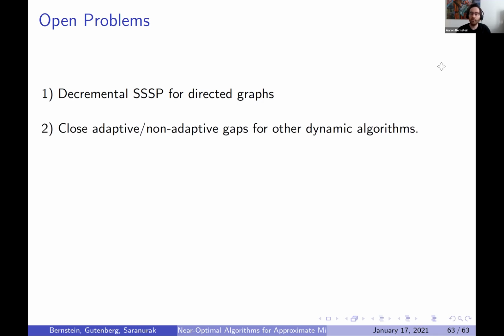More generally, there are so many dynamic problems where there's this big gap between adaptive and non-adaptive algorithms. And I think closing this gap for various problems and developing general new techniques for closing this gap is a really interesting direction in the field.